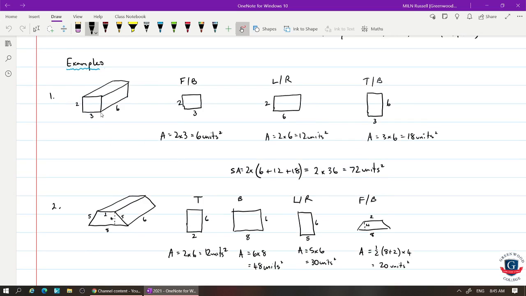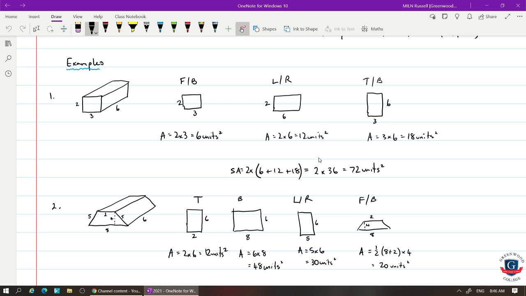So let's try a rectangular prism. This length 2, this length 3, that length 6. The front and back would have an area of 2 times 3, which is 6 units. The left and right, so this part here and the hidden face on the other side, will be 6 times 2. And the top and bottom will be 3 times 6 to give us 18 units squared.